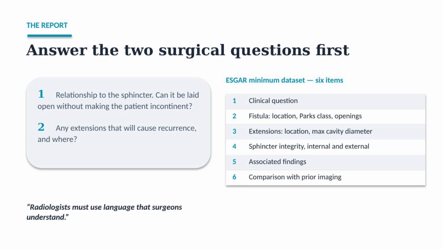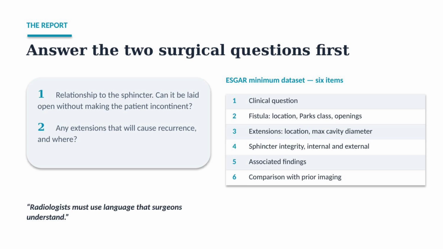A quick word on the internal opening. Give a clock position. Most are at 6 o'clock posterior, and give a level. Pick one convention and stick to it. And if you cannot trace the tract to the mucosa, do not invent a location. Most internal openings are narrow and never widely patent. Report the most likely opening as the site of maximal intersphincteric infection. That is what the surgeon checks first.